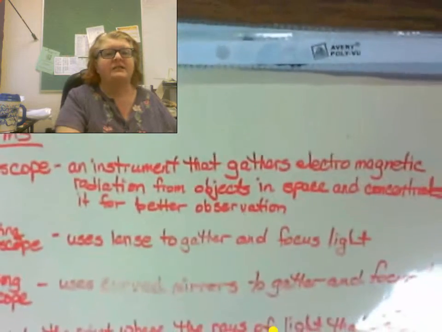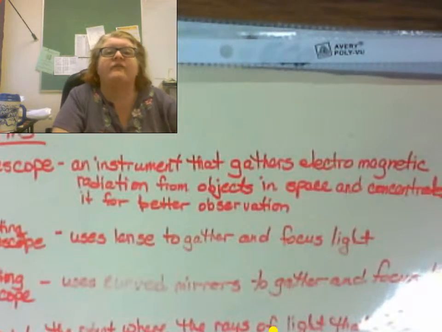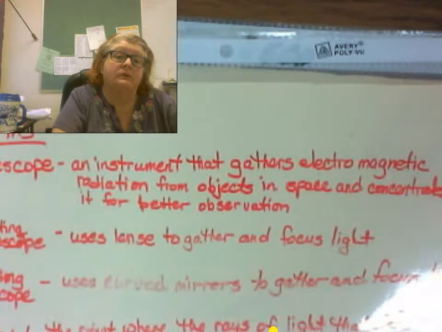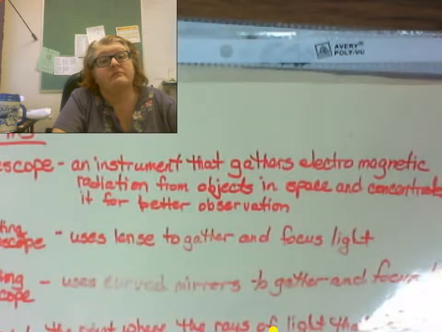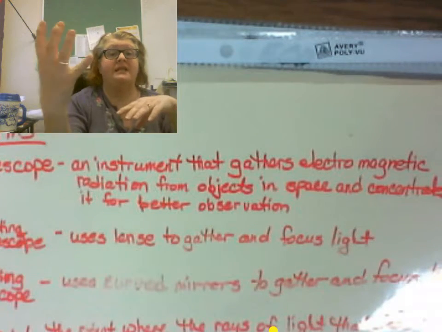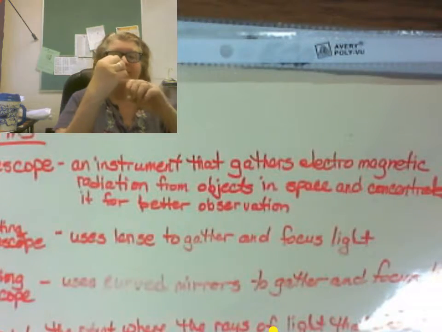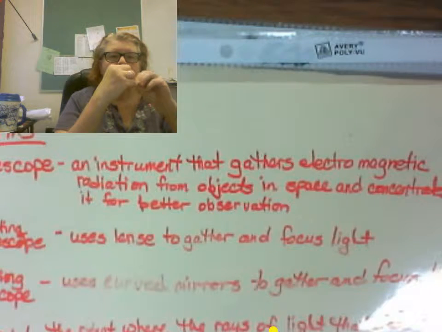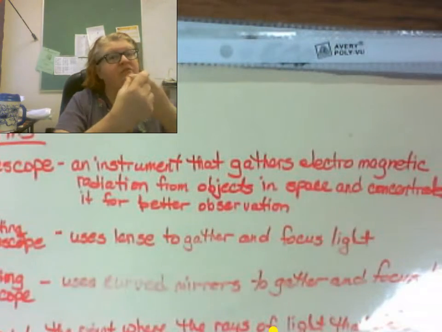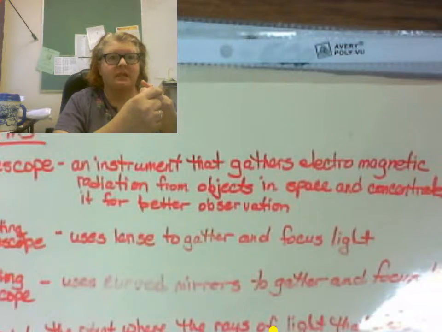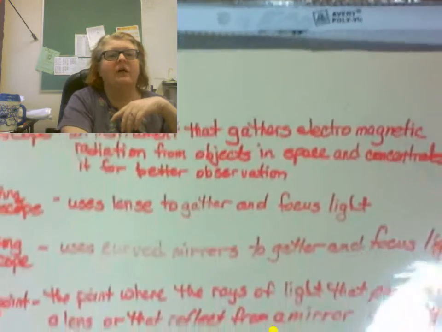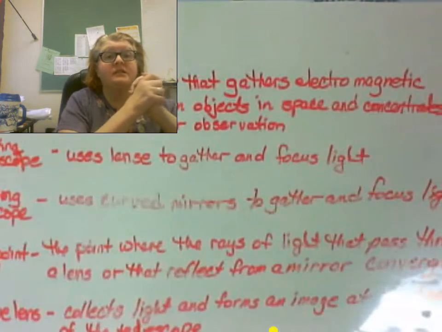All right, telescope. It's an instrument that gathers electromagnetic radiation, or light, from objects in space, and concentrates it for a better observation. So it takes that light, brings it in, and focuses it, and gives you a better picture because it also magnifies the picture so you can see it. It's like it's right there in your face. Now, there are a couple of different kinds of telescopes.